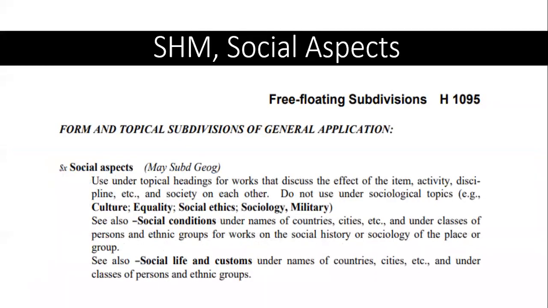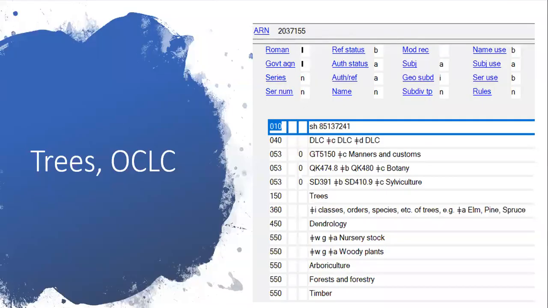So here is H1095 from the subject heading manual on social aspects. It's a free floating subdivision. And this actually fits with our subject heading, so we know that social aspects is okay to use as a subdivision. So we're also looking up trees in OCLC.